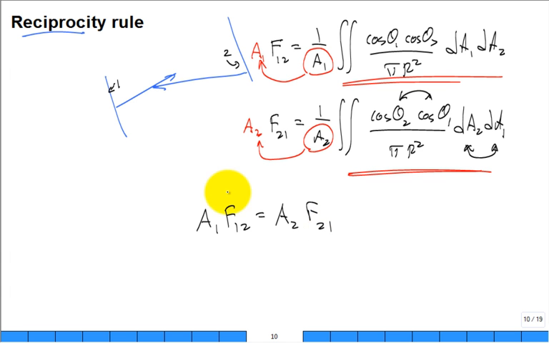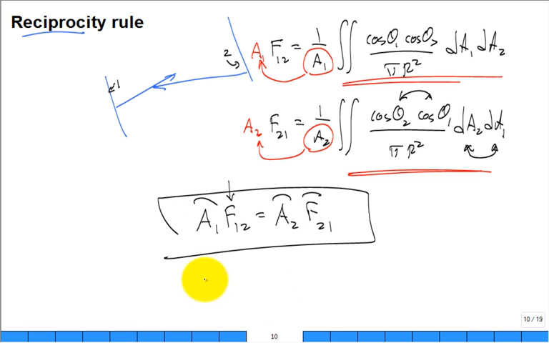It's kind of like the fraction that leaves 1 and hits 2. Well, I know how big 1 is. Now I know the total number flowing over there. Likewise here, the fraction 2 back to 1, but multiplied by A2. So this gives me the net equivalent exchange. This is the reciprocity rule. Sometimes written Ai Fi to j is equal to Aj Fj to i.